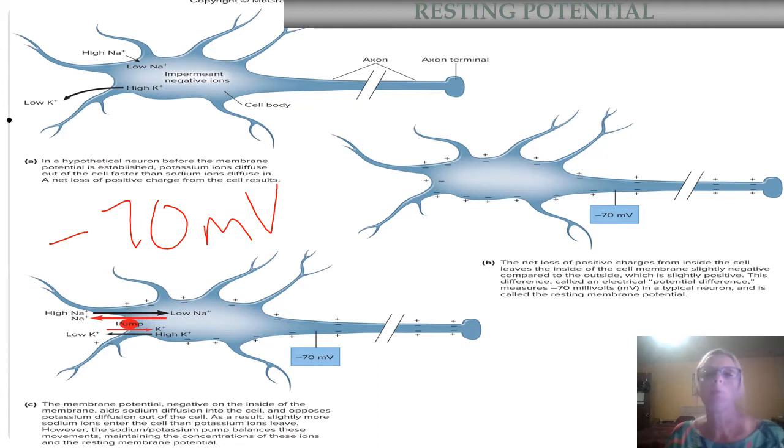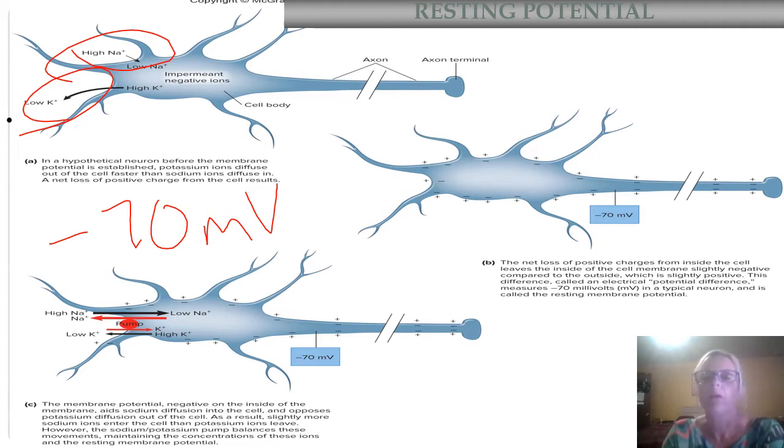So the membrane is polarized. The inside of the cell is negative relative to the outside of the cell, and again, that's due to the distribution of ions, which is restored by the sodium-potassium pumps. Here in A, this is showing you a neuron before the membrane potential is established. Potassium ions are leaving the cell, sodium ions going in, and you don't see any difference in charge.